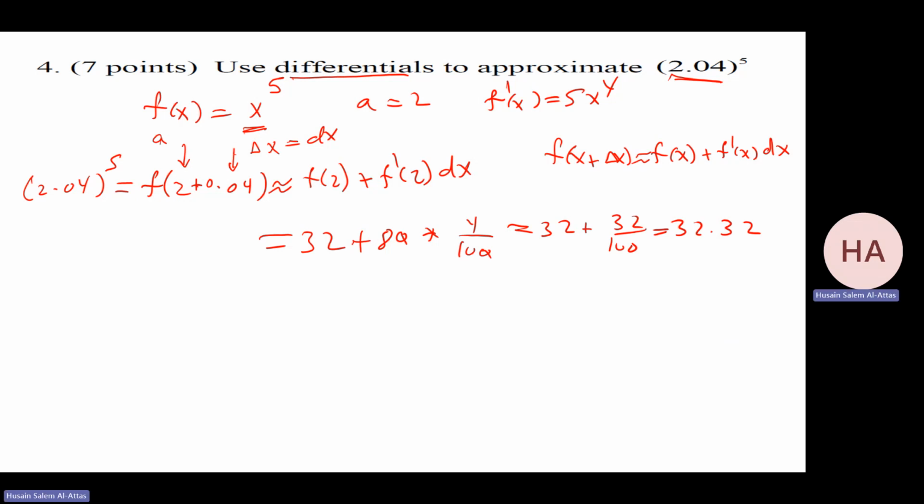So I have 32 plus 32 over 100, which is 32.32. Nice number. Is it? F of 2 is 32. F prime at 2, 80 times 4. Yeah, good. Very nice. No, wait a minute. It's 32 over 10, not 100. Be careful. You have 32 over 10. So it's 32 plus 3.2. It's 35.2. Is it?